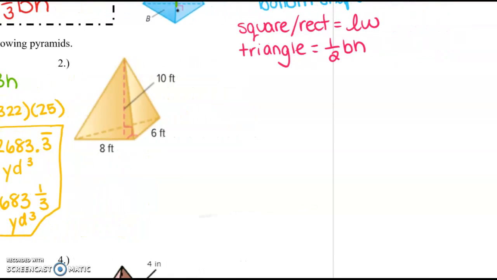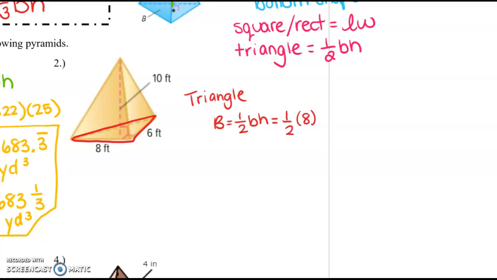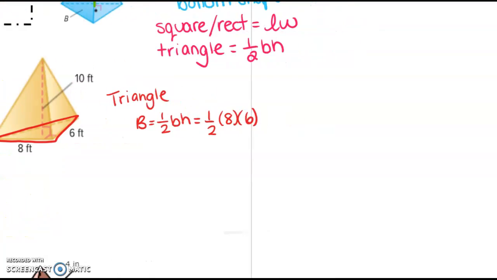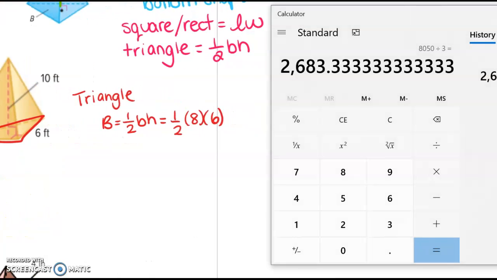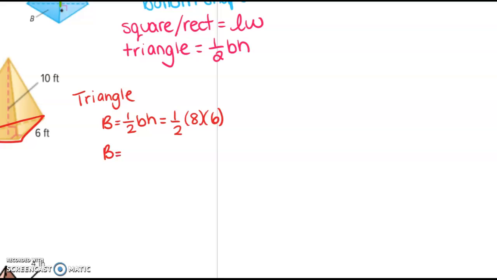All right, looking at the next one. If I'm looking at my base here, my base is a triangle. It's a little bit of a slanted triangle, but it's a triangle. So to find big B in my formula, I'd be doing 1/2 base times height. That is 1/2 times 8 times 6. In my calculator, I can do 8 times 6 and then divide by 2. That gives me 24. So my big B is 24.